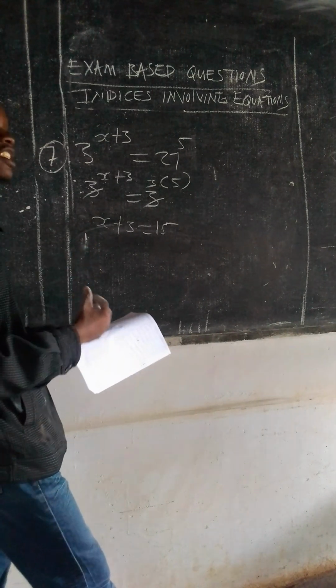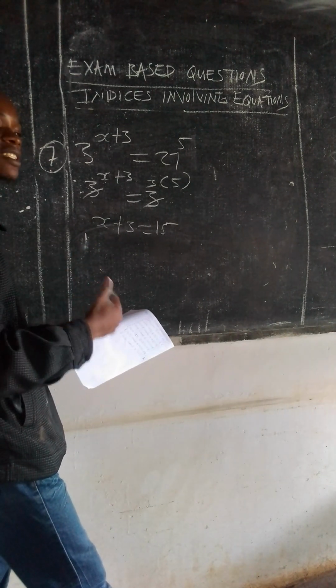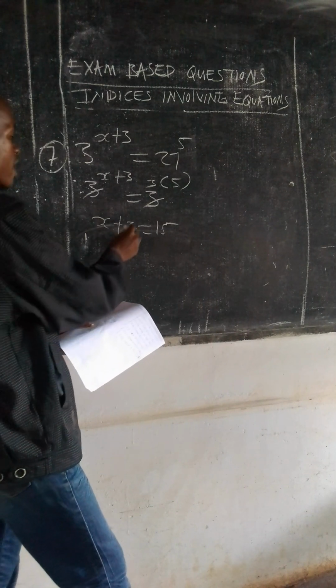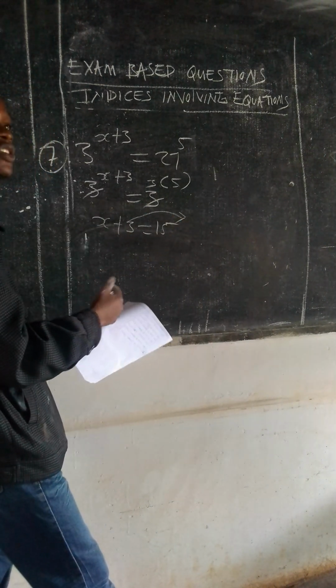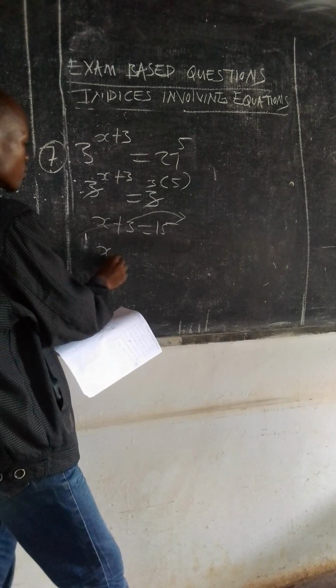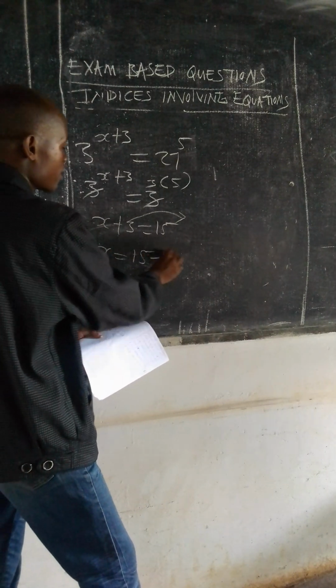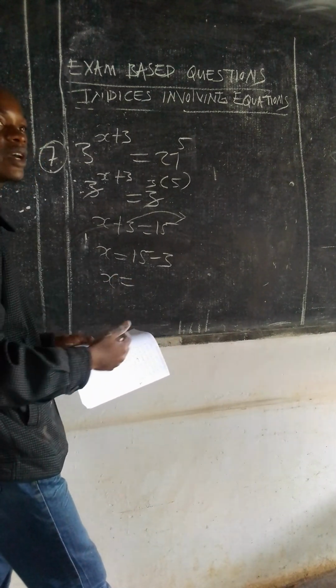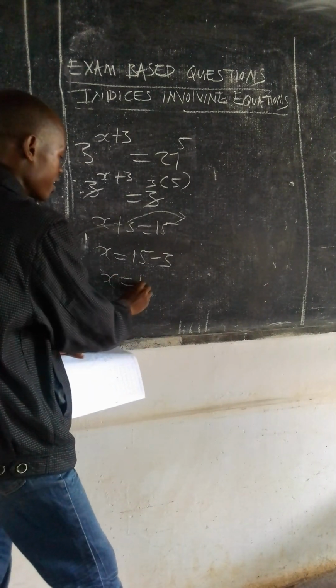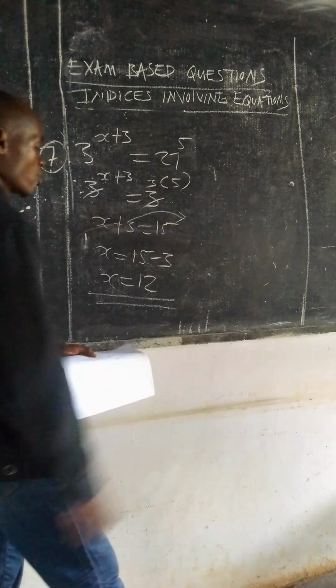We know that x plus 3, they are called unlike terms. We cannot add. Therefore, this positive 3 will transpose the other side or cross and it becomes negative. So x is equals to 15 minus 3. Then our x, in 15 we take away 3. Our answer is 12. So that is the answer.